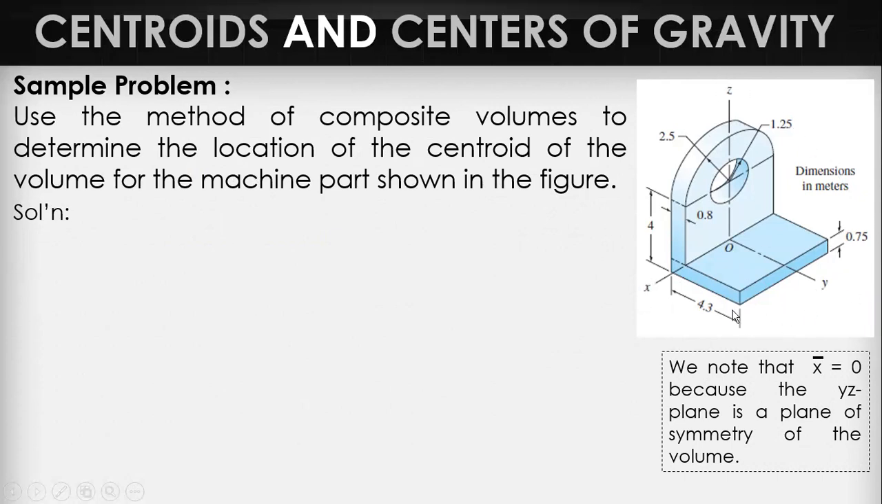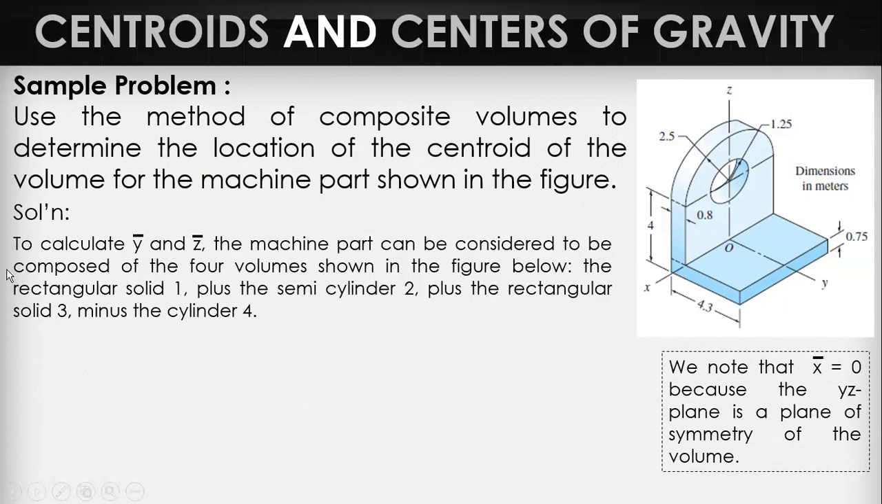So, by inspection, it is symmetrical about the x-axis. On the volume on this side, the positive x and negative x are the same. Therefore, x bar is 0, because the YZ plane is a plane of symmetry of the volume. So we will only solve for y bar and z bar. To calculate y bar and z bar, the machine part can be considered to be composed of the 4 volumes shown in the figure below.